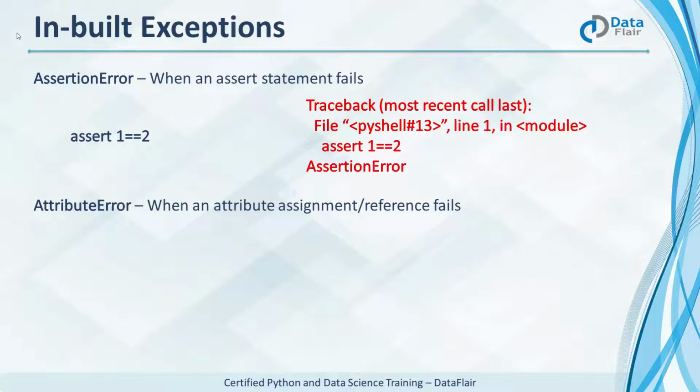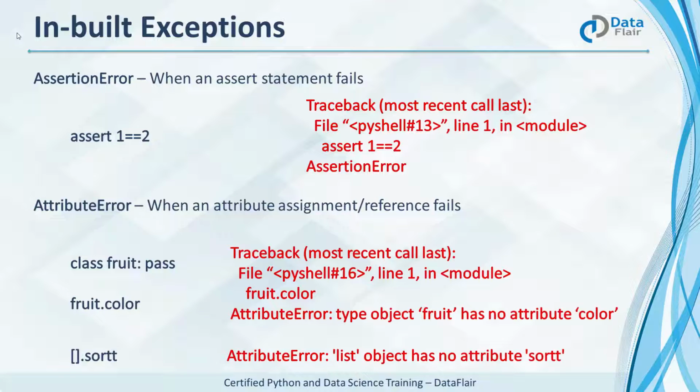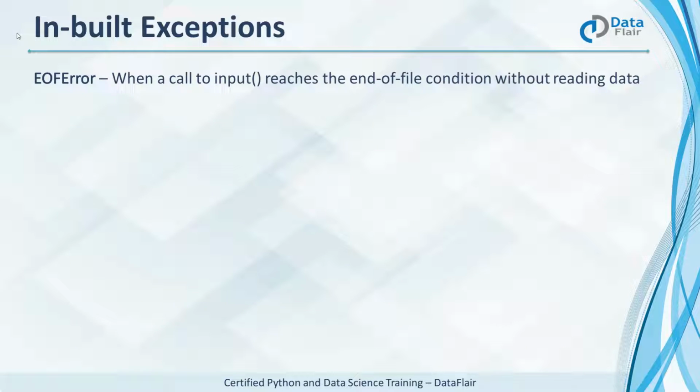When we try to refer to an attribute that doesn't exist, it raises an AttributeError. This class fruit does not have the attribute color, and this empty list does not have the attribute sort. It gives out a traceback, but for the next few examples, let's focus on the type of exception and what raises it. The input function takes in input from the user. When a call to this reaches the end of file condition without reading any data, this is an EOFError.